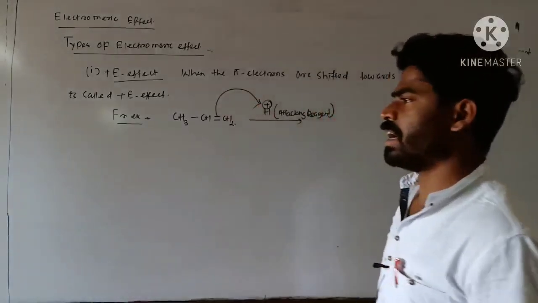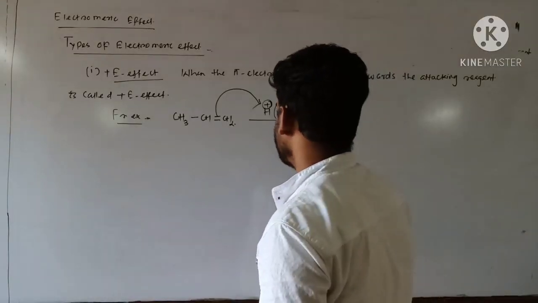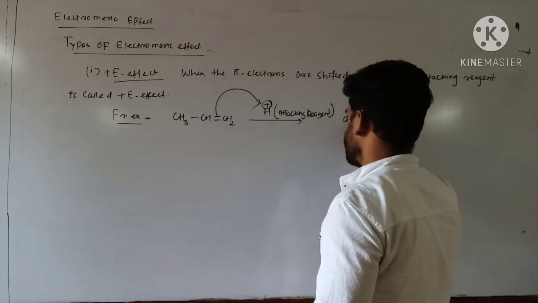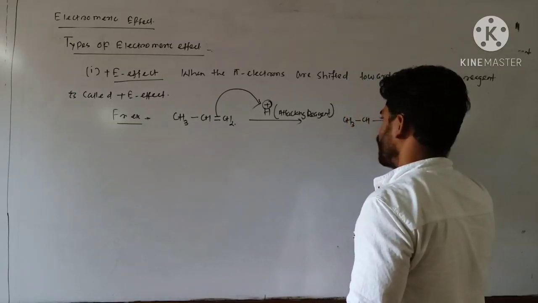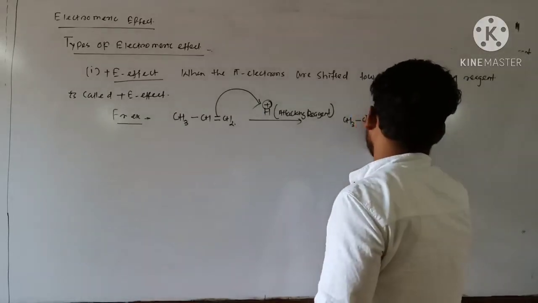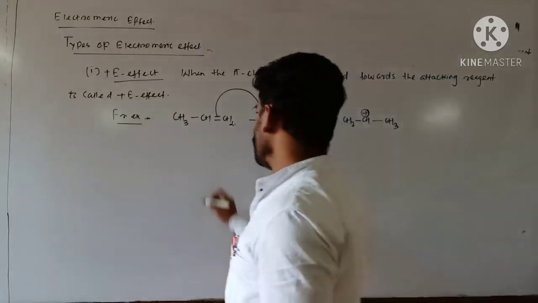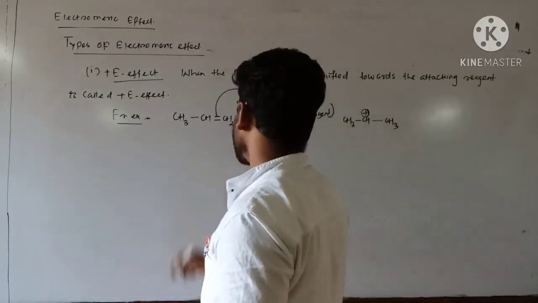So pi electrons are shifted towards the attacking reagent. So what you will get over here? You can get CH3 CH double bond CH3. Clear? And this carbon atom gets positive charge. So you know why this pi electron gets shifted towards this attacking reagent.